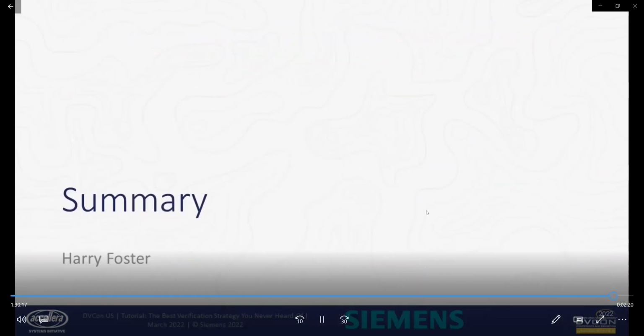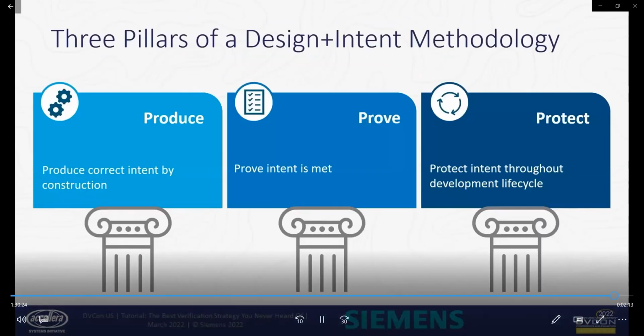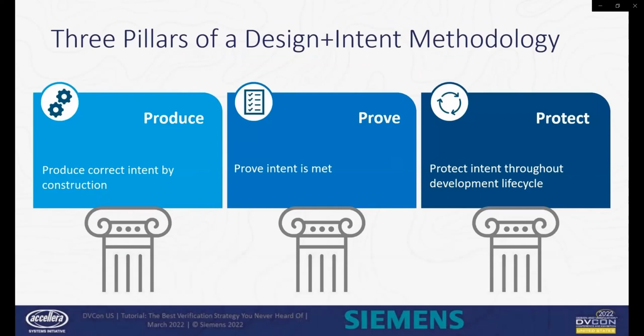Now, before the live Q&A, let me wrap up today's tutorial by summarizing what we discussed. A common theme throughout today's tutorial is a design plus intent methodology, which significantly improves a project's verification and debugging efficiency due to the reduction in bugs during RTL handoff.